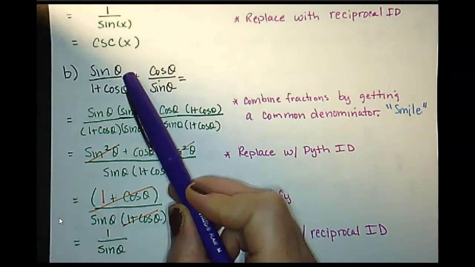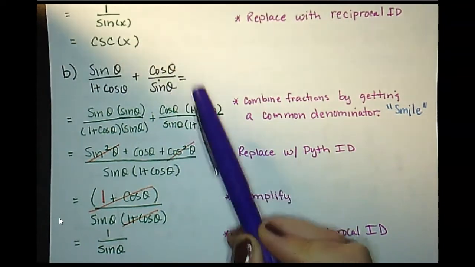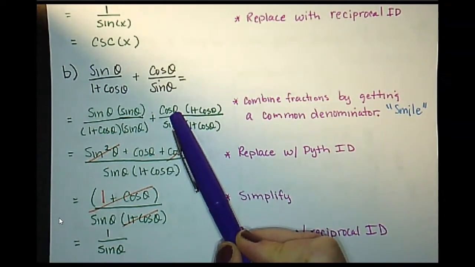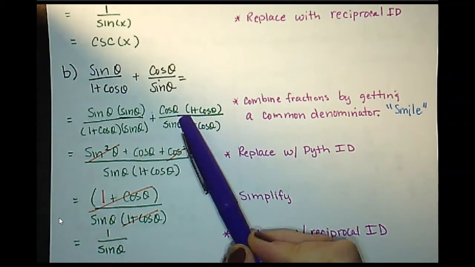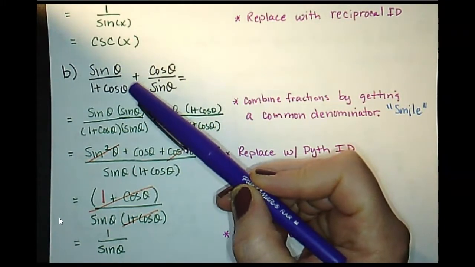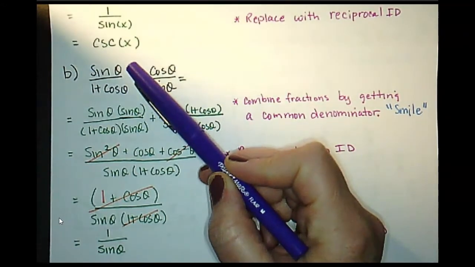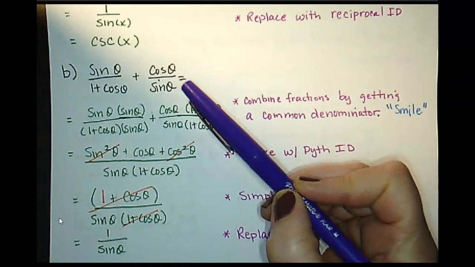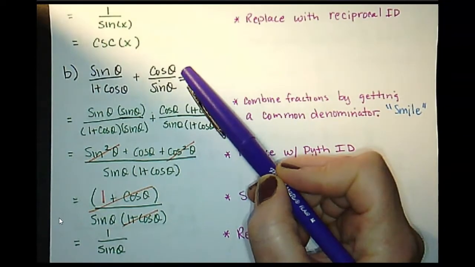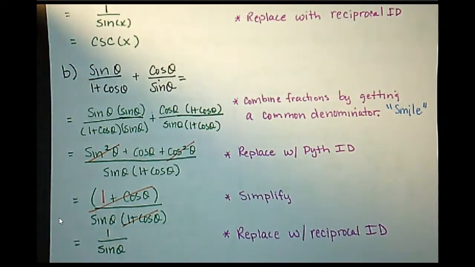So I multiply here and I get sine theta times sine theta. I multiply here and I get cosine theta times 1 plus cosine theta. Typically speaking, I always put the monomial in front whenever I do that, just because it's easier to see if I get in a habit of putting it in the same way. But basically what I did to get my common denominator, if I didn't smile, was I multiplied the top and the bottom of this fraction by sine theta, and the bottom and the top of this fraction by 1 plus cosine theta. So that's what you're seeing here and here.